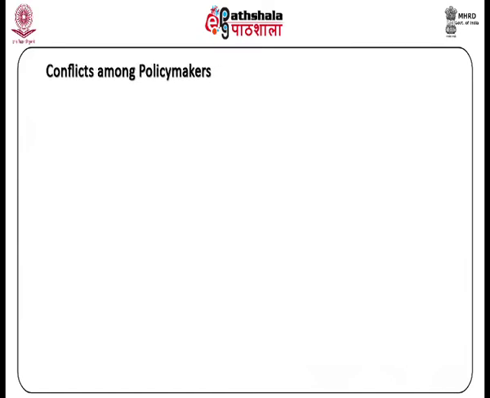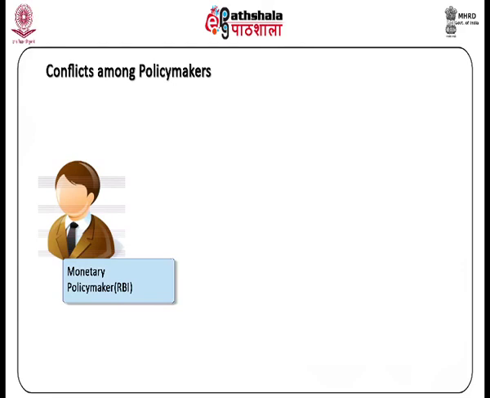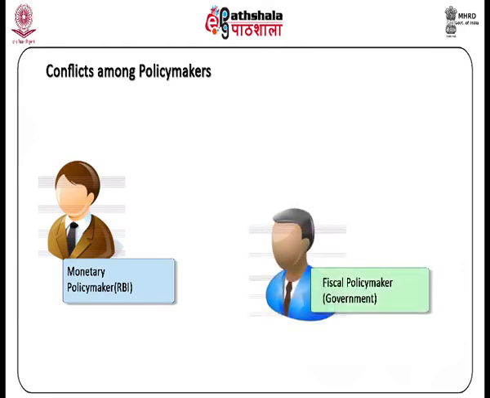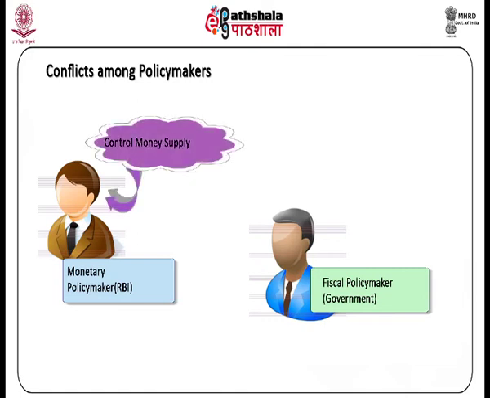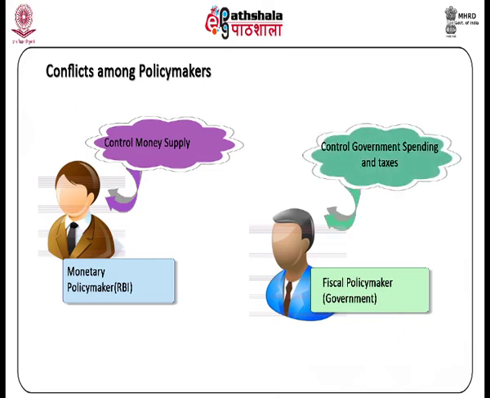Not only can a single policymaker have internal conflicts over goals, but two policymakers, specifically the monetary policymaker and the fiscal policymaker, can choose conflicting goals. The monetary policymaker, the RBI, controls the money supply and can adjust it in the pursuit of various macroeconomic goals. The fiscal policymaker, government, controls government spending and tax collections and can adjust them as it pursues its macroeconomic goals.